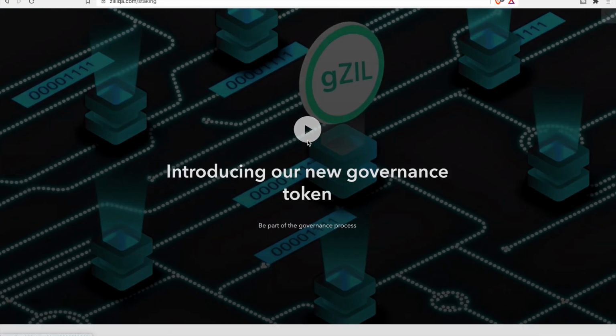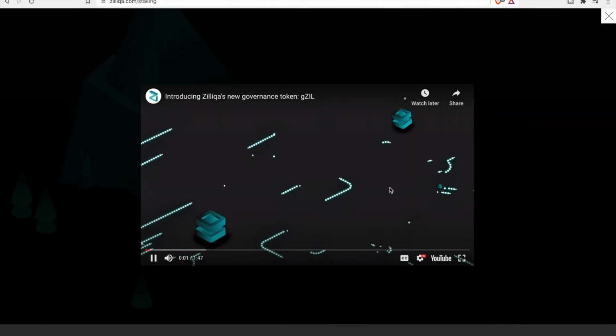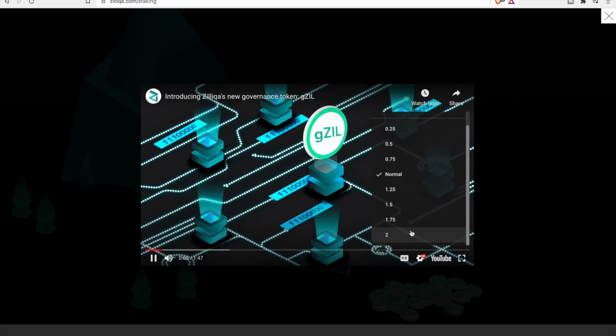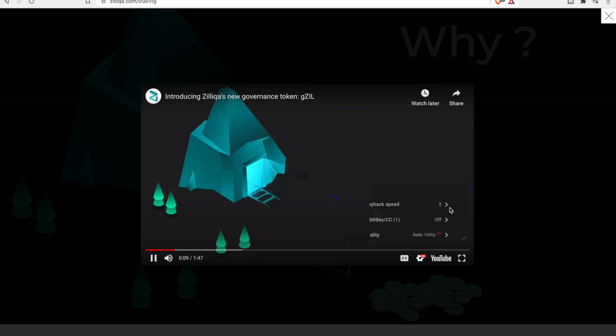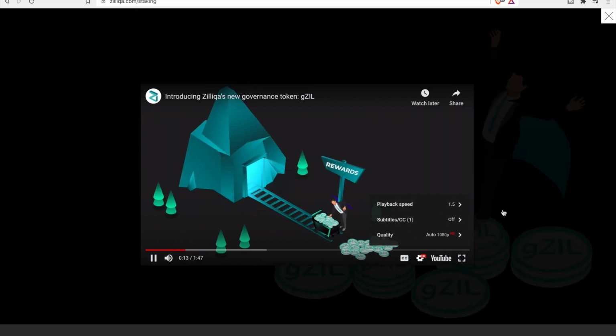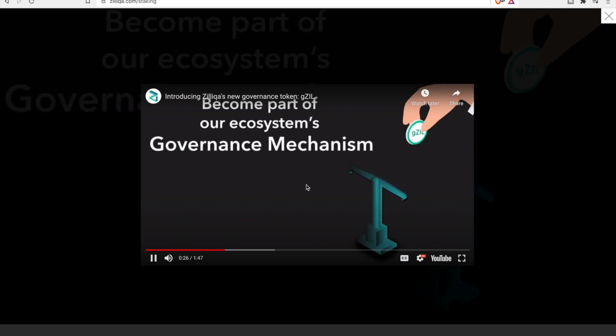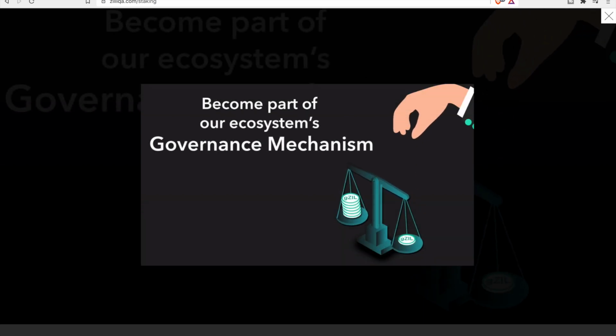So this is GZIL. What is GZIL? GZILs are short for governance ZILs. They are fungible tokens that can be earned alongside staking rewards when Zilliqa's non-custodial staking program goes live on the 14th of October. Why did we create GZIL? Basically, GZIL can help you become part of our ecosystem's governance mechanism as a decision maker.